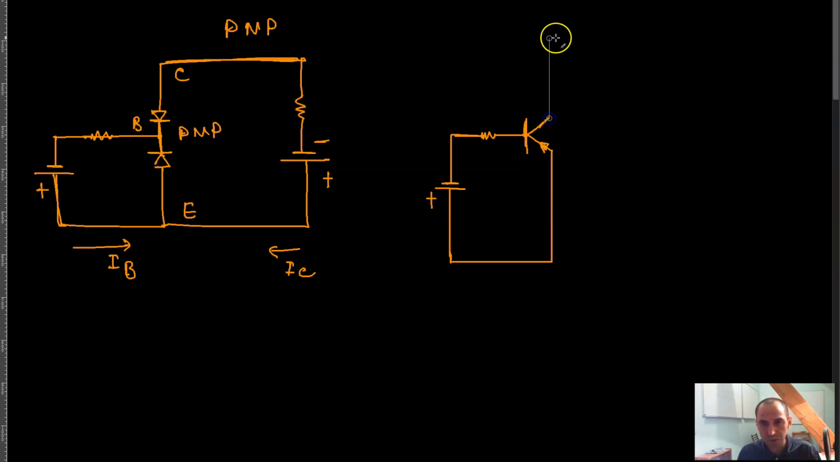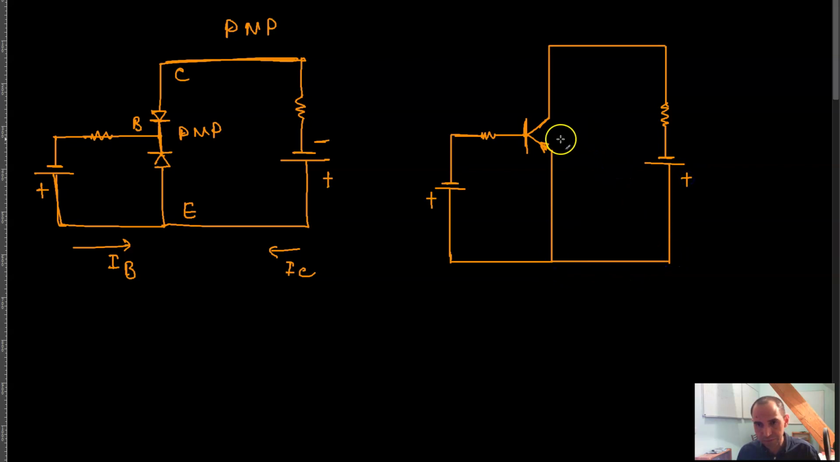This is your emitter, and then your collector is connected to a resistor here, to a power supply, positive, and then this is a PNP transistor. This is your R of B, this is your R of C, this is your I of C, this is your I of B, and that's basically the whole story. So that's a PNP transistor, right?